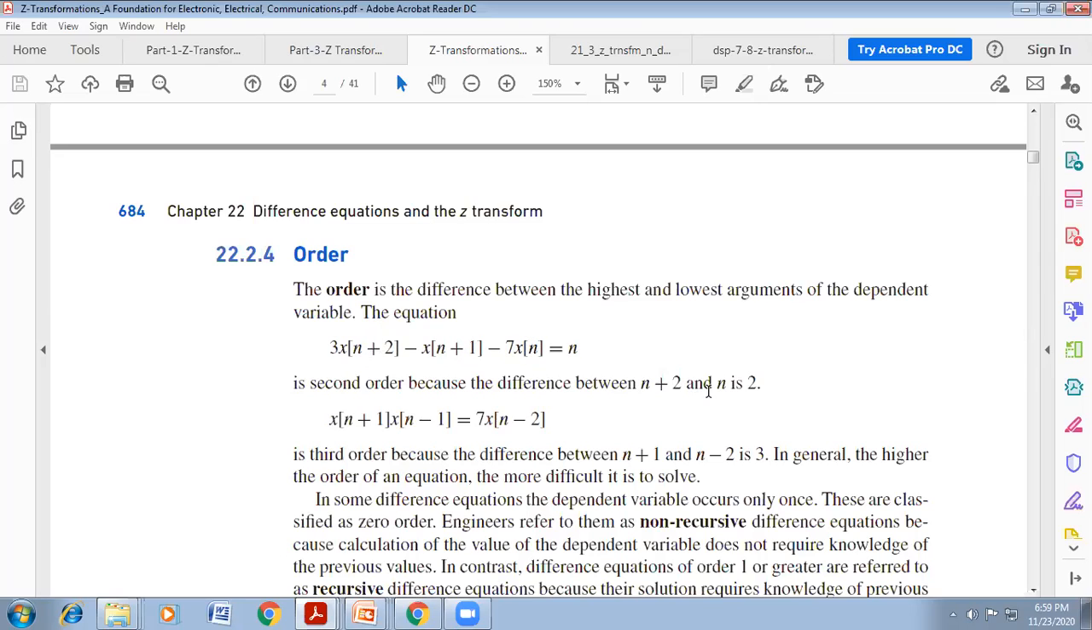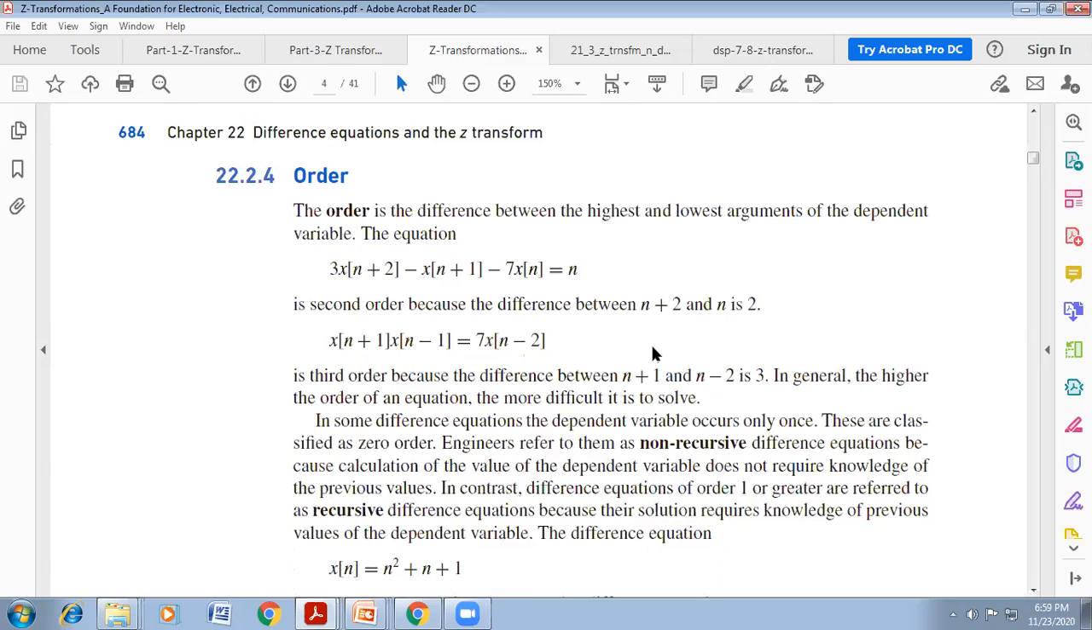only n. So the difference between n plus 2 and n, taking n plus 2 minus n, is only 2. This is why this equation is second order. Understand?